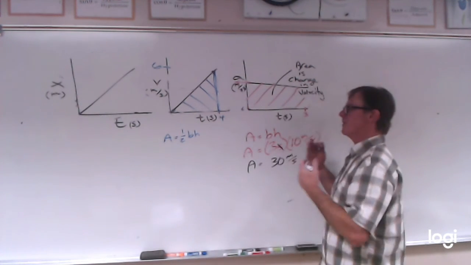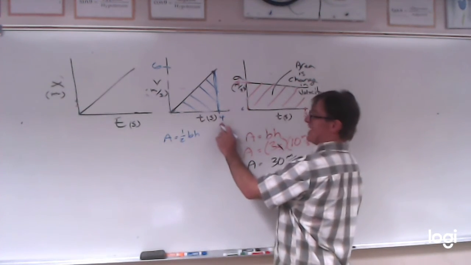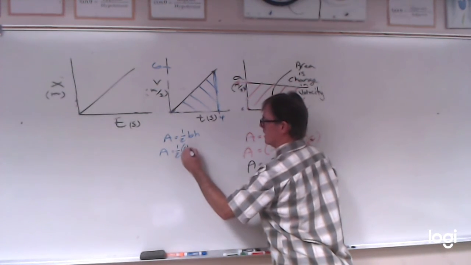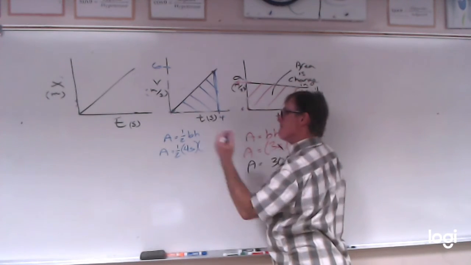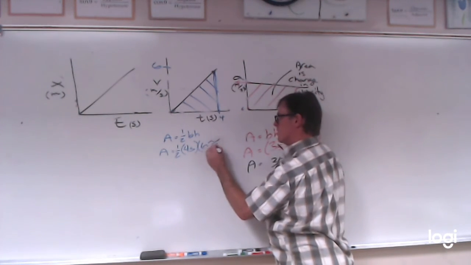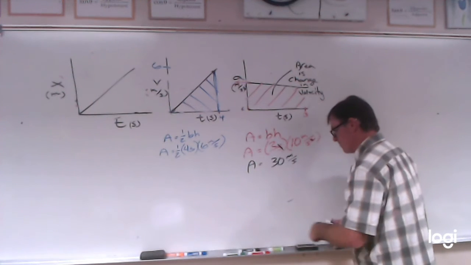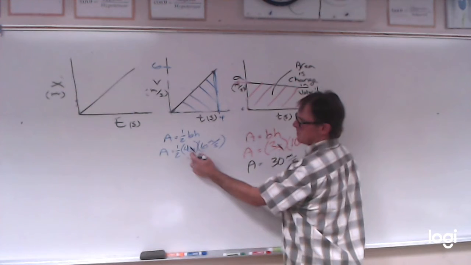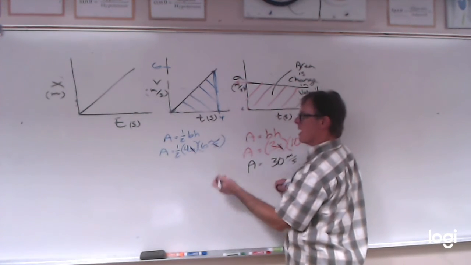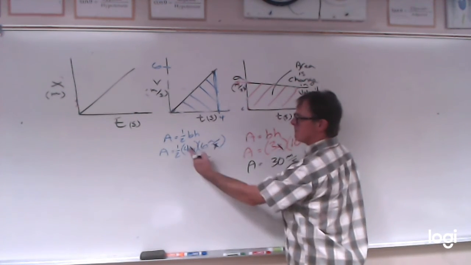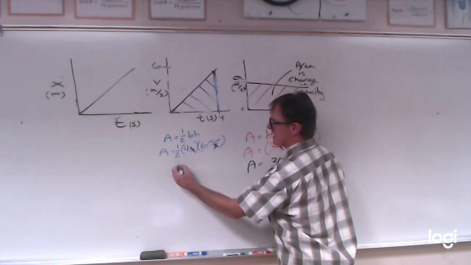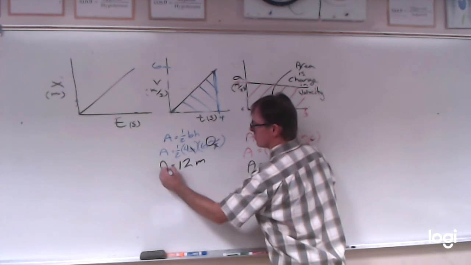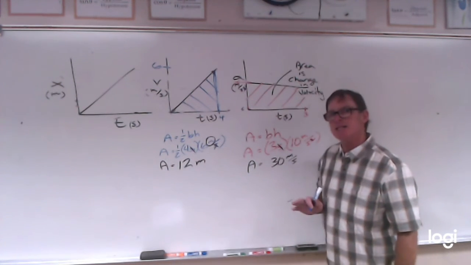But again, they're not just numbers. The base is 4 seconds. And the height is 6 meters per second. It's not just 6, it has a unit. And again, this second on the top, so to speak, cancels the second on the bottom of this term, and 4 times 6 is 24, half of that is 12, and the unit is meters. So the area under a velocity time graph is the displacement.